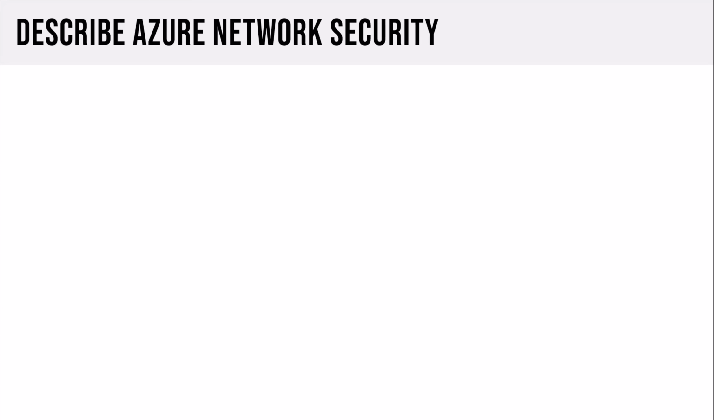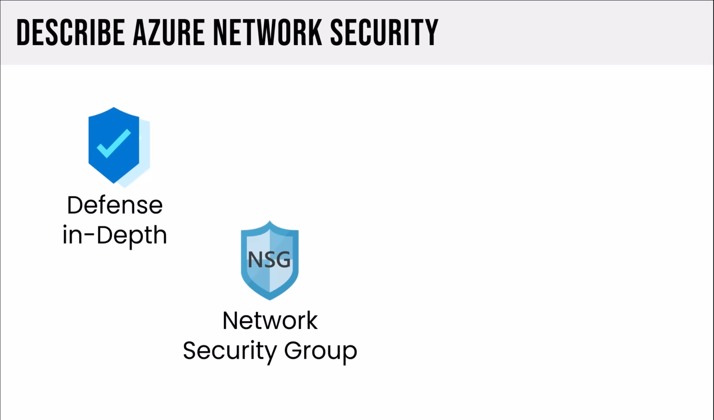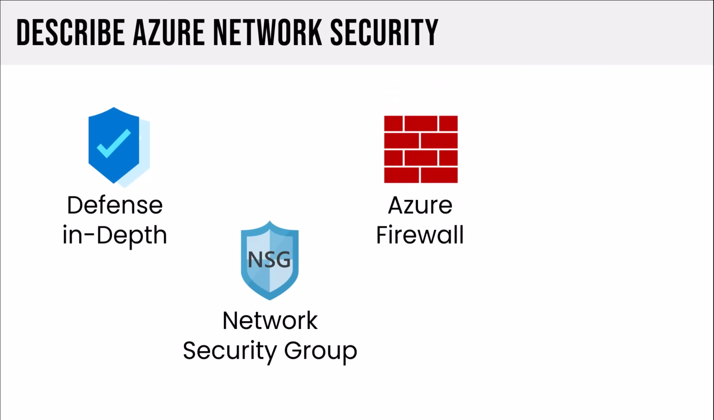These used to be called out explicitly in the syllabus. They were dropped in the latest revision, but they are fundamental, and I don't want to rule out the possibility that they might appear in the exam. We certainly hear one or more of them at least mentioned in passing with other topics. We're going to touch on defense in depth, the Network Security Group, or NSG for short, Azure Firewall, and Azure DDoS.